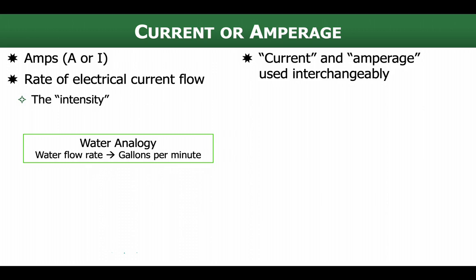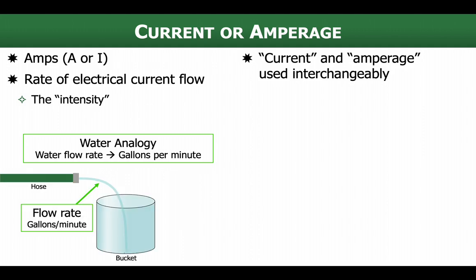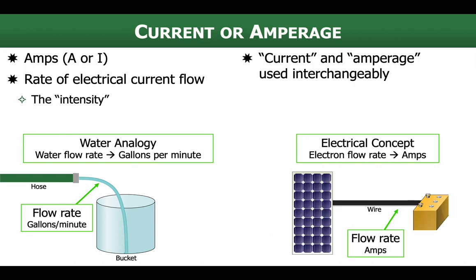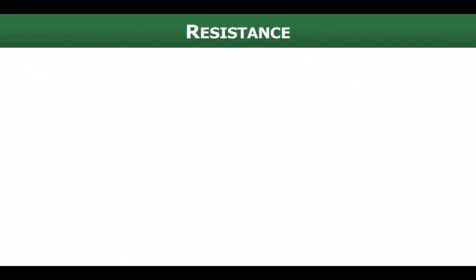The water analogy would be gallons per minute or liters per minute, whatever your flavor is. How much is flowing? What's that flow rate, right? The electrical analogy would be how many electrons are flowing. Right? What's our current flow? What's the intensity of the flow, right? Depending on the power source, it may be really high. It may not be that high. It depends on what the load is. There's a lot of different factors that come into play there, but the flow rate in amps is the electrical concept here.